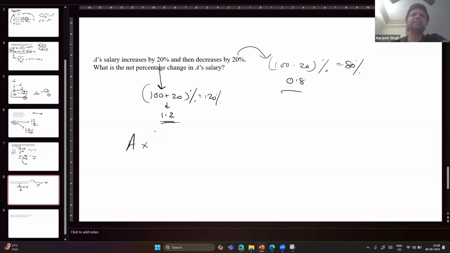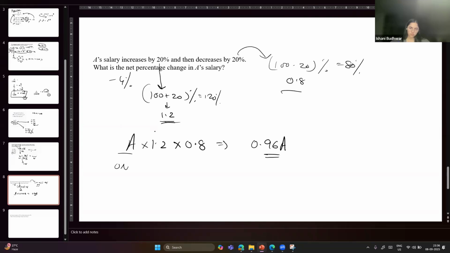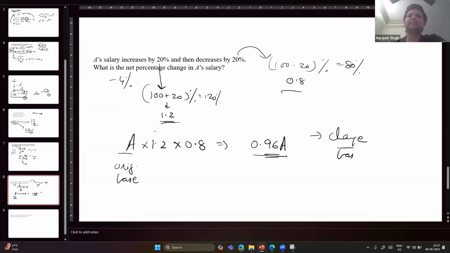A's salary first increases by 20%, then reduces by 20%. So 12 into 8 is 96. So 0.96 A. So the percentage change is minus 4%. It falls by 4%. Original is this, so this is your base. And the new is this, right? So the change divided by the base is the answer. So minus 0.04 A divided by A, base. So minus 4% is the answer.